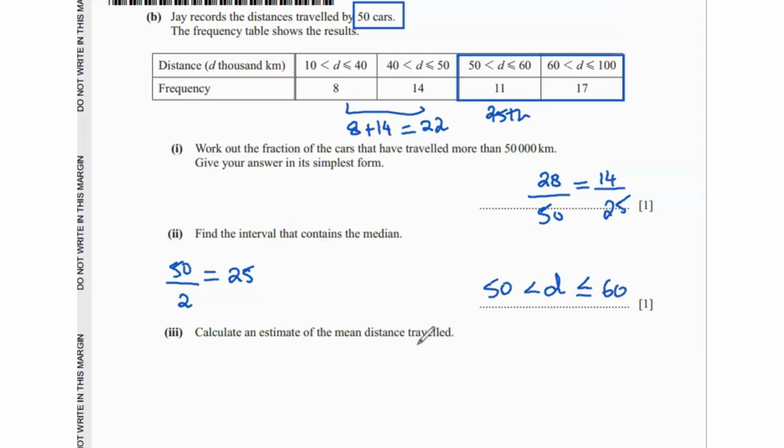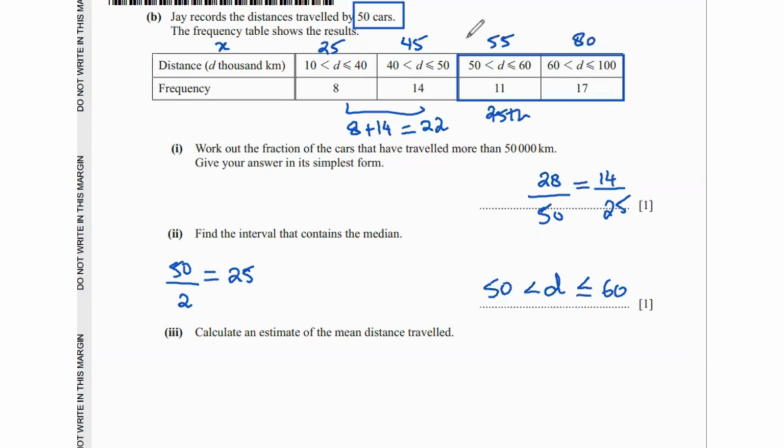Then calculate an estimate for the mean distance traveled. An estimate of the mean is always asked whenever you have class intervals for the data set. So first you find the midpoint of the class intervals, which will be your x values. So if I make this row over here, the midpoint of 10 and 40 is going to be 25. The midpoint of 40 and 50 is going to be 45. The midpoint of 50 and 60 is going to be 55. And that of 60 and 100 is going to be 80.